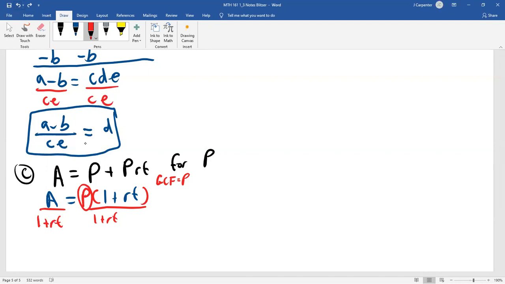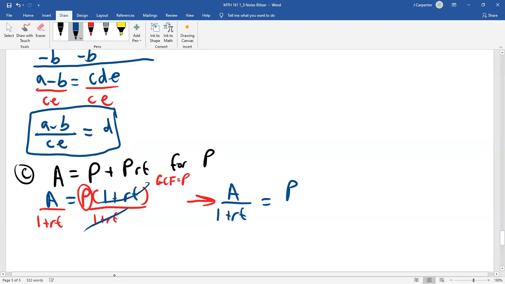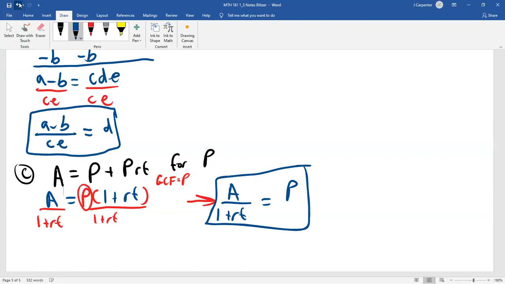So then what that gives us is A over 1 plus RT equals P. Again, these have canceled, they're gone now. So the right-hand side is just the variable we were solving for. Is this a pretty answer? No, but is it the answer? Yes.